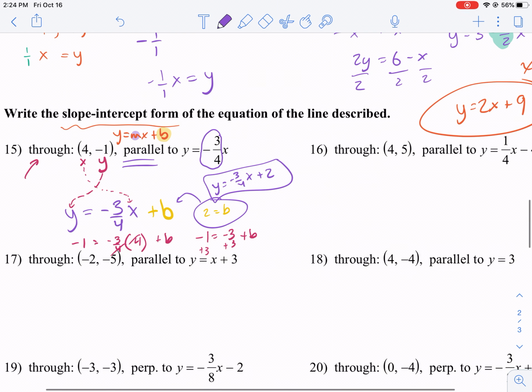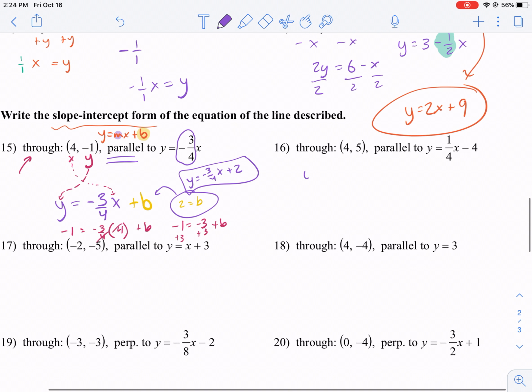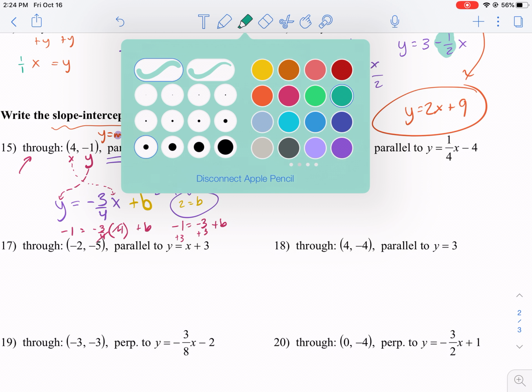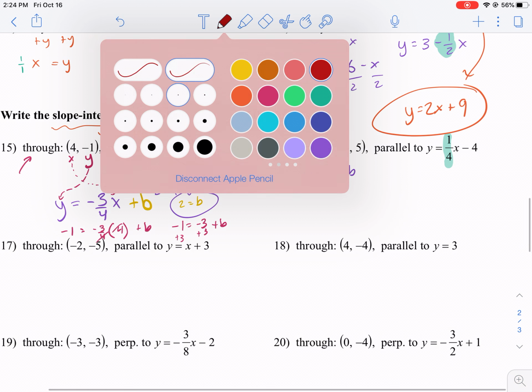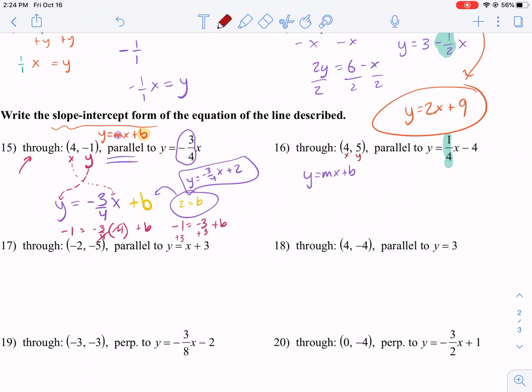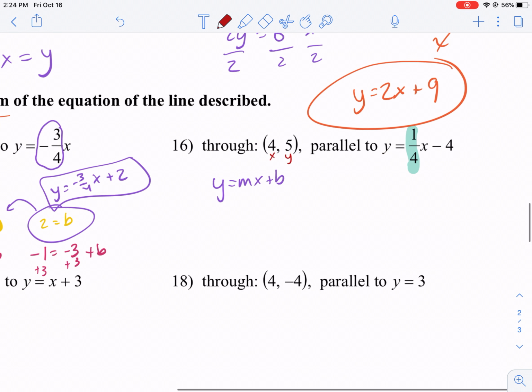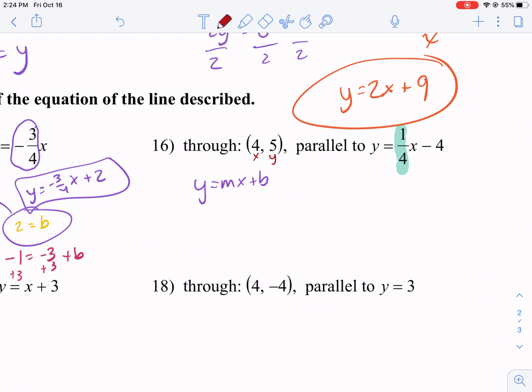Okay, so the first step is write it out in slope-intercept form: y equals mx plus b. Plug in the slope that you need. So in this case, again, we want another parallel line, so in this case, we want 1/4. And then the last step is plug in x and y for x and y, and solve for your y-intercept.